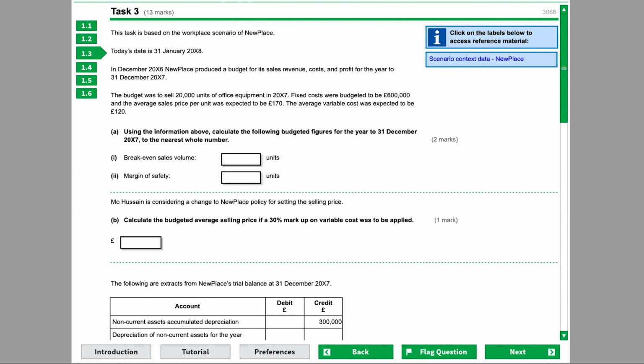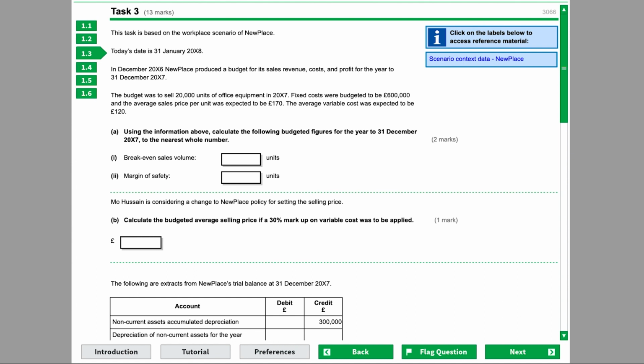Right then, let's get into the first part. This task is based on the workplace scenario of New Place. Today's date is the 31st of January 2018. In December 2016, New Place produced a budget for its sales revenue, costs and profit for the year to the end of the 31st of December 2017.